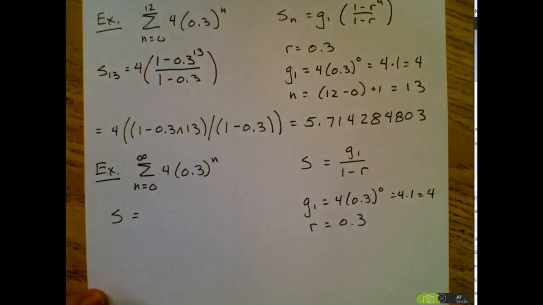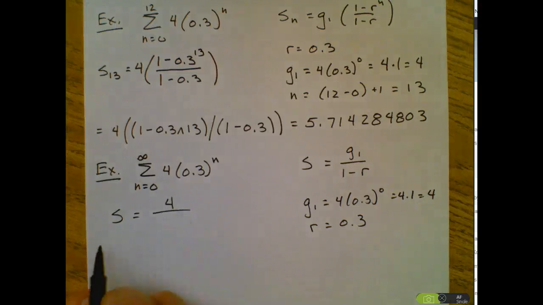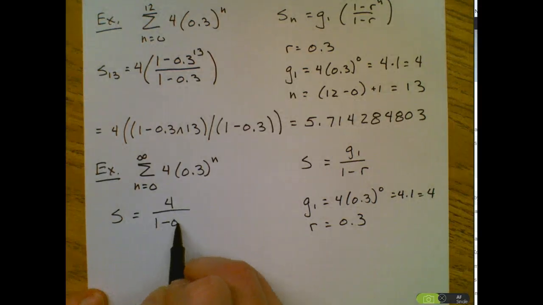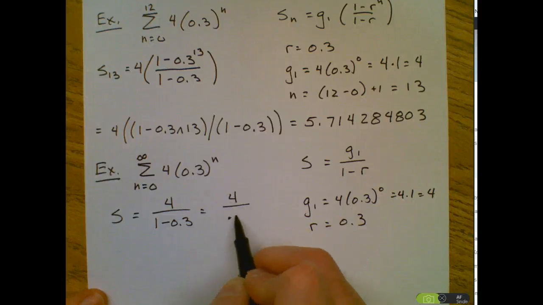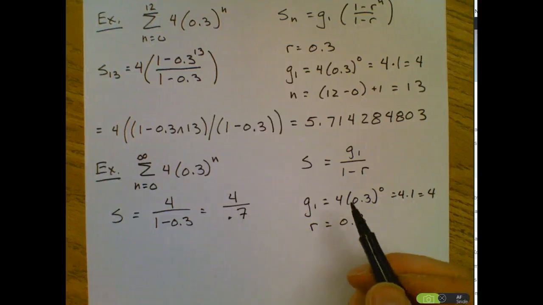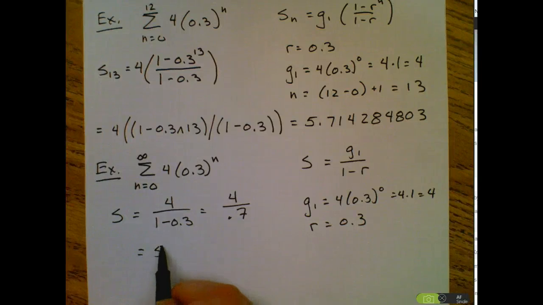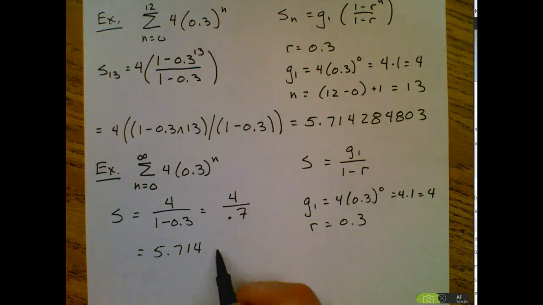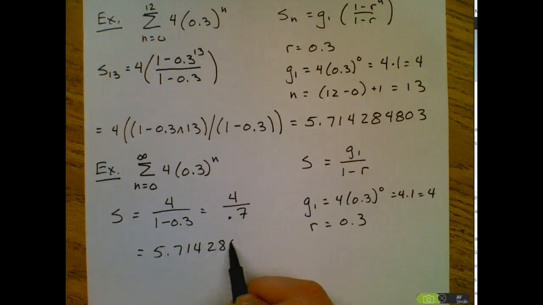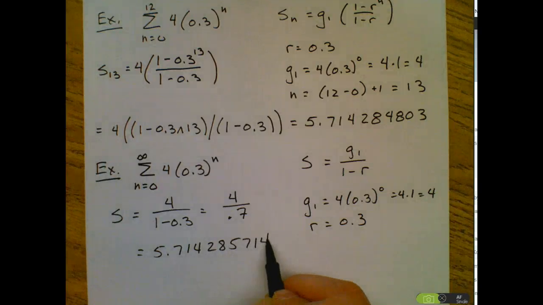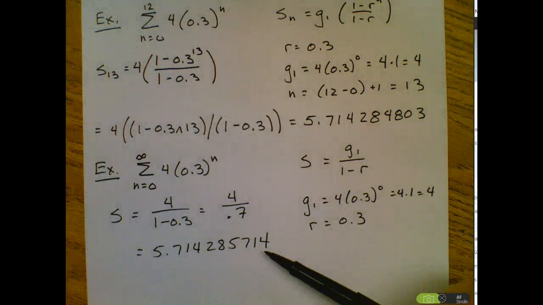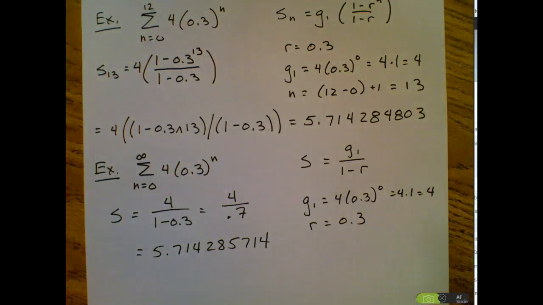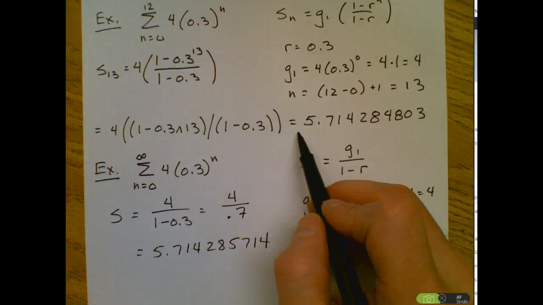So S is going to be 4 divided by 1 minus 0.3, which is 4 divided by 0.7, which is 5.714285714. So again, we won't normally go out this many decimal places, but I wanted you to take a look at the two different answers here.